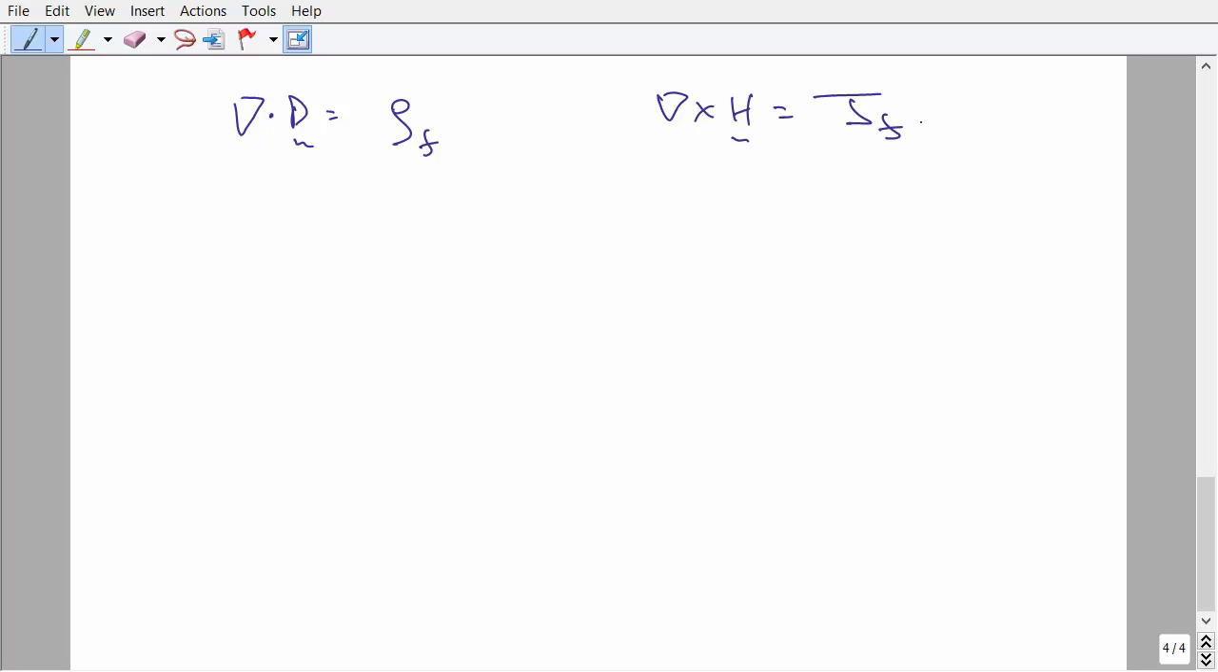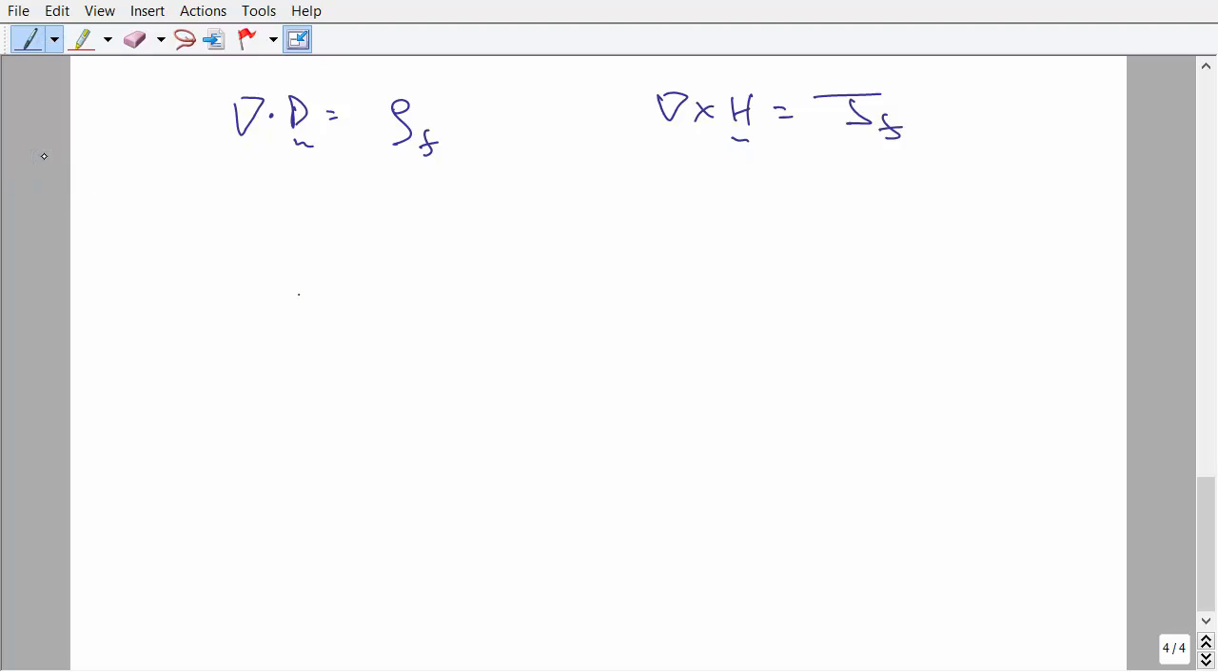Okay, so we have to be a little bit careful here. It's very tempting to think of the vector D being completely analogous to an electric field because this equation looks very, very similar to our divergence of E equation, and it's very tempting to think of H being completely analogous to a magnetic field B, but that really isn't the case. And the reason is the following.